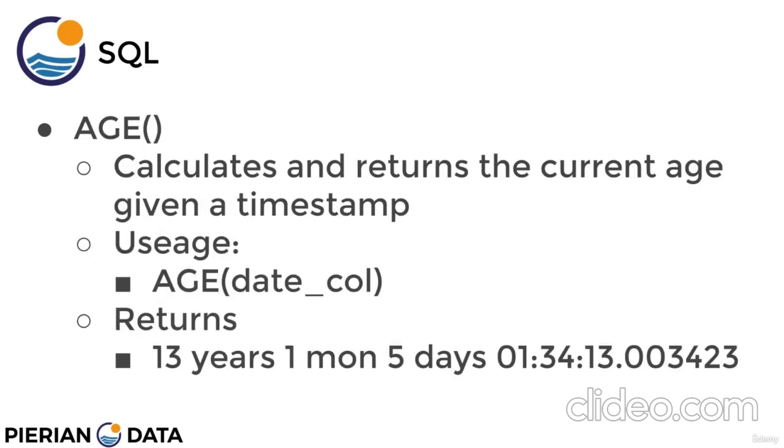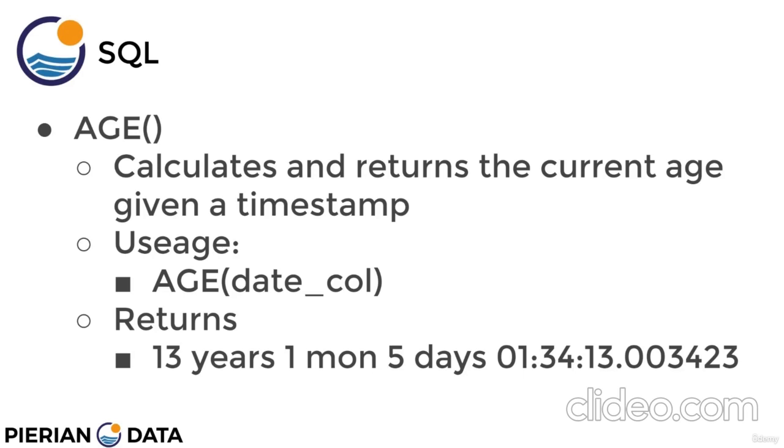The age function calculates and returns the current age given a timestamp. So you simply pass in some timestamp column into the age function, and that will return something that looks like this: 13 years, 1 month, 5 days, and if you also have time information, it'll include hours, minutes, and seconds, etc. What that's doing is taking the current date that you are querying and then calculating how old the timestamp in the actual database is.